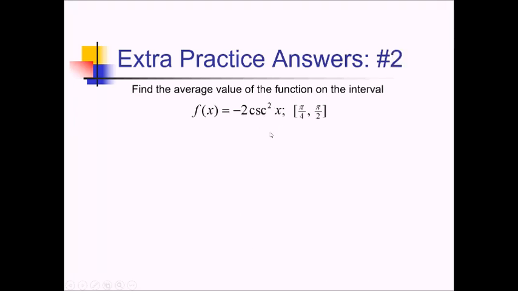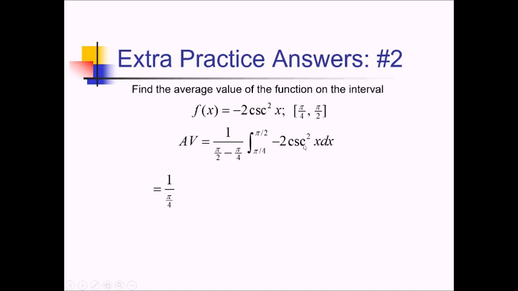To find the average value of this function, we're going to do 1 over the interval length, so 1 over pi over 2 minus pi over 4, times the integral from pi over 4 to pi over 2. And then our integrand is just going to be the function we're taking the average value of, negative 2 cosecant squared of x. This is really 2 pi over 4 minus pi over 4. So this is 1 over just pi over 4.